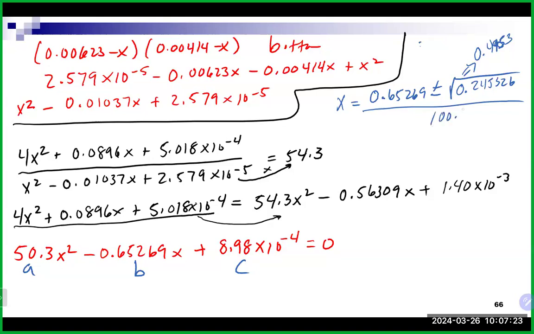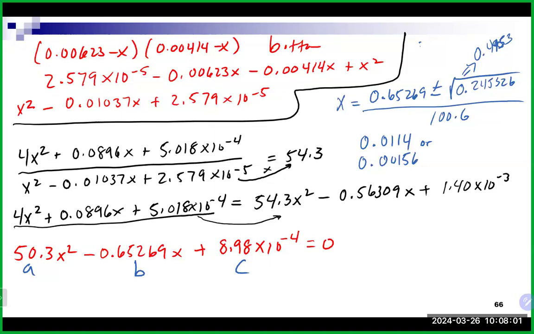All gonna be divided by 2 times A, which is 50.3. That's 100.6. All right, so we'll do our positives first. There we go. 0.4953 divided by 100.6 is going to give us 0.0114. Now doing this subtraction, 0.65269 minus 0.4953 divided by 100.6, going to give us 0.00156. Any questions up to there? Yeah.